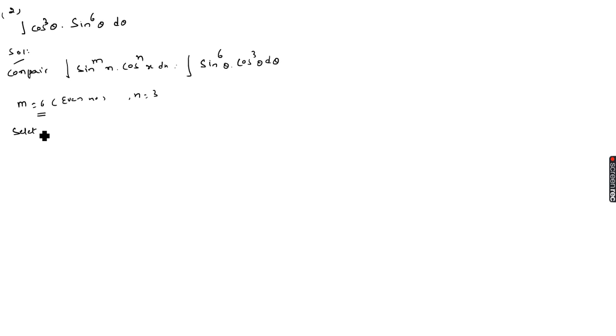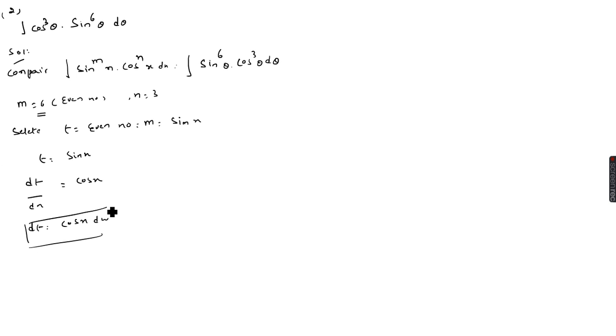Select t equal to the even-power term, that is m. What is m? It is sin x. So t is equal to sin x. Differentiate t with respect to x, we get d by dx of sin x, which is cos x, so dt equals cos x into dx.